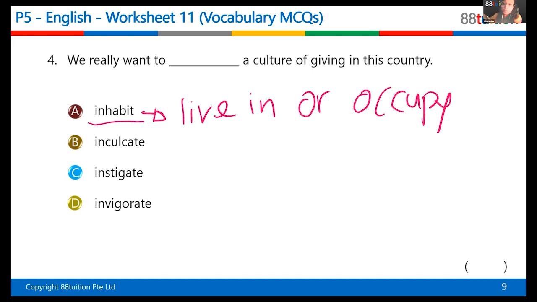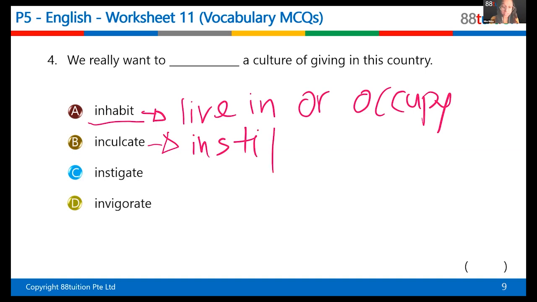I'm going to inhabit this place, for example, means I'm going to live in this place. It comes from the word habitat, right? Habitat. Habit. Now, what does inculcate mean? Your parents inculcate good values and good habits in you, right? Inculcate. What does it mean? Yes, Jakai? Introduce. Yes, instill.